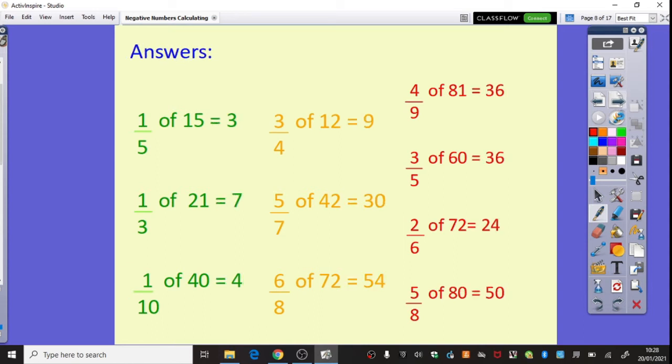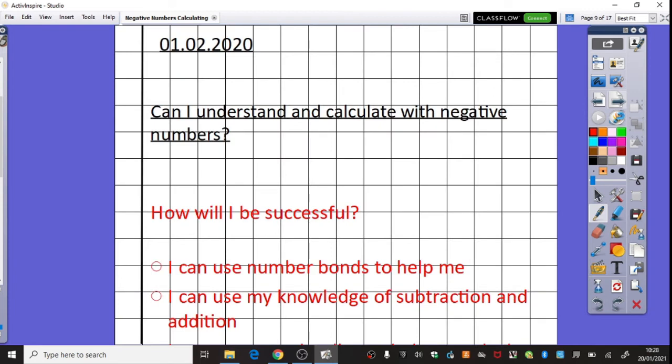So here are the answers for you to mark. So our main session for today, we're going to be looking at calculating with negative numbers. Our learning objective today is: can I understand and calculate with negative numbers? In order to be successful, you're probably going to need to use your knowledge of number bonds to help you, and use your knowledge of addition and subtraction.